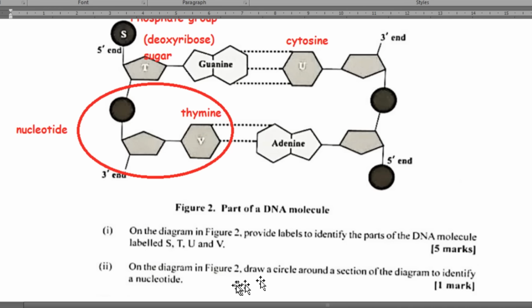On the diagram in Figure 2, draw a circle around a section of the diagram to identify a nucleotide. So a nucleotide consists of 3 things: a phosphate group, a sugar, and a nitrogenous base, which in DNA will be either adenine, cytosine, guanine, or thymine. And in RNA, you won't have thymine, you will have uracil.